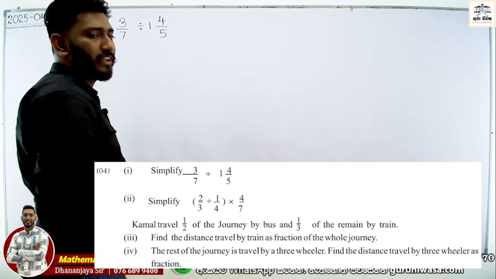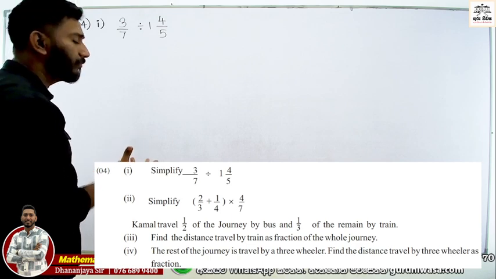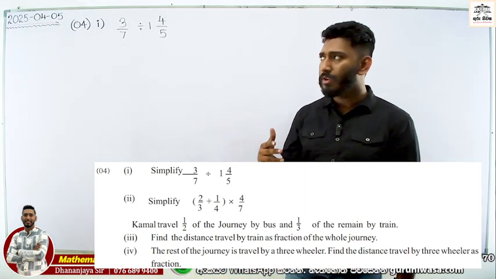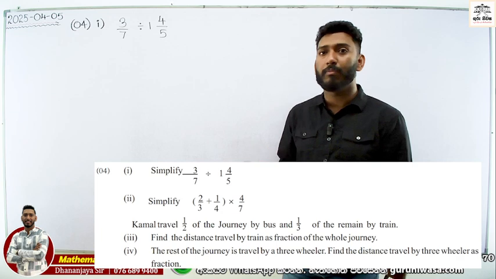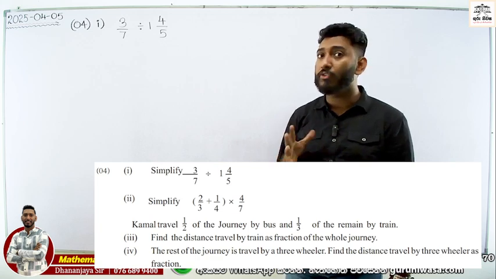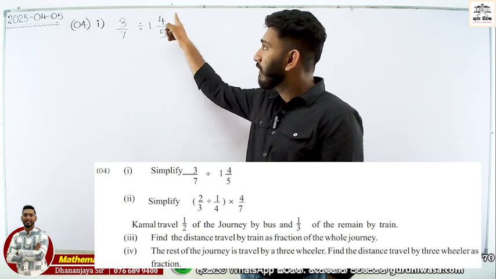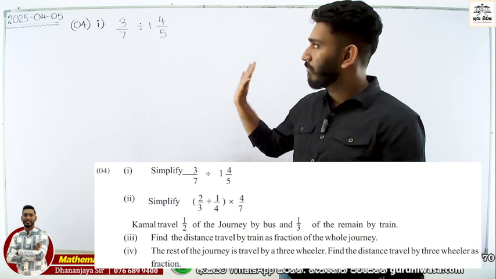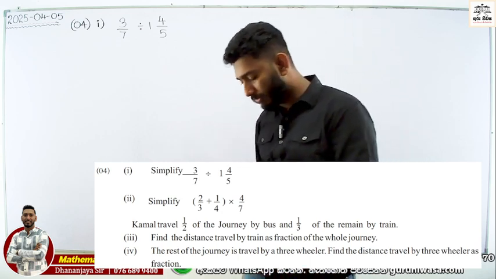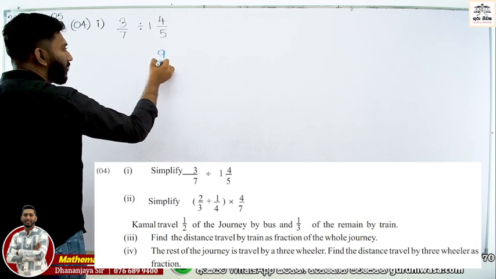Right. Now we are going to discuss. Look at the question. What is the first step? Step number 1 is you have to change to improper fractions. Mixed fractions change to improper ones, and you know how to change to improper. 5 times 1 is 5, and 5 and 4 you need to add. Firstly multiply, then add. 5 times 1, 5. 5 plus 4 becomes 9. Then it becomes 9/5.